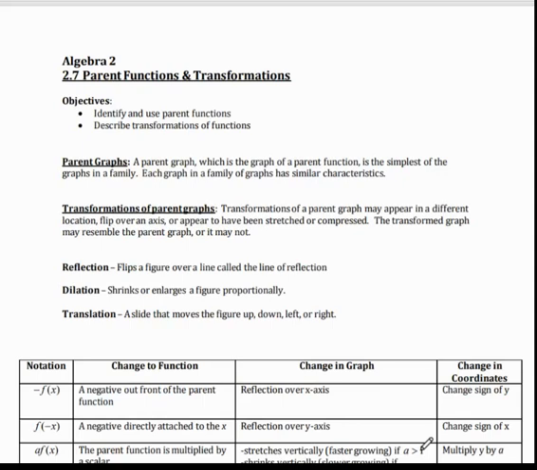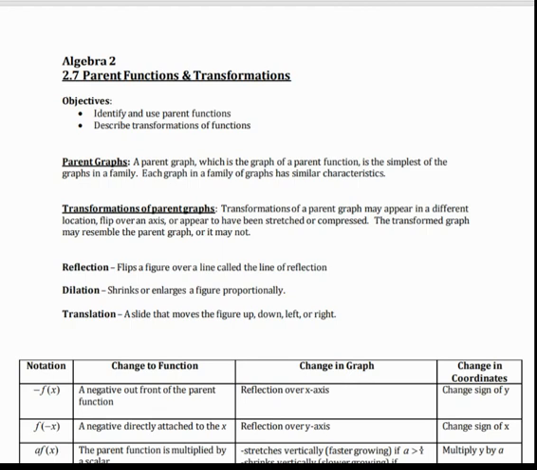Hi there. Today we're going to talk about parent functions and their transformations. So what is a parent function in a parent graph? It's the simplest graph of a family. So we could have a bunch of parabolas. Remember, those look like U's.